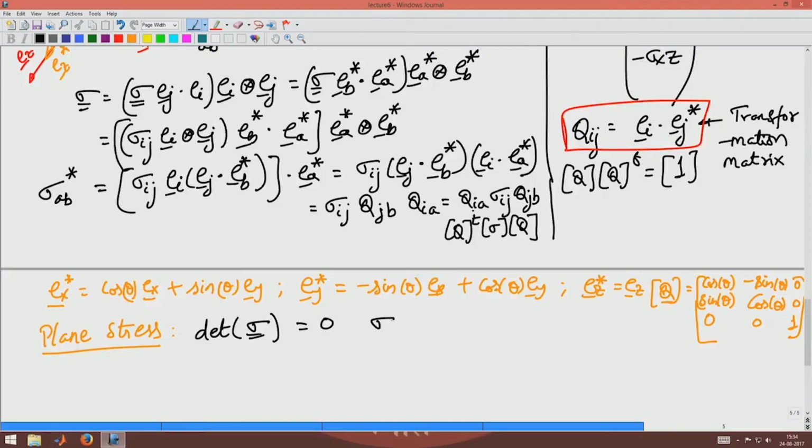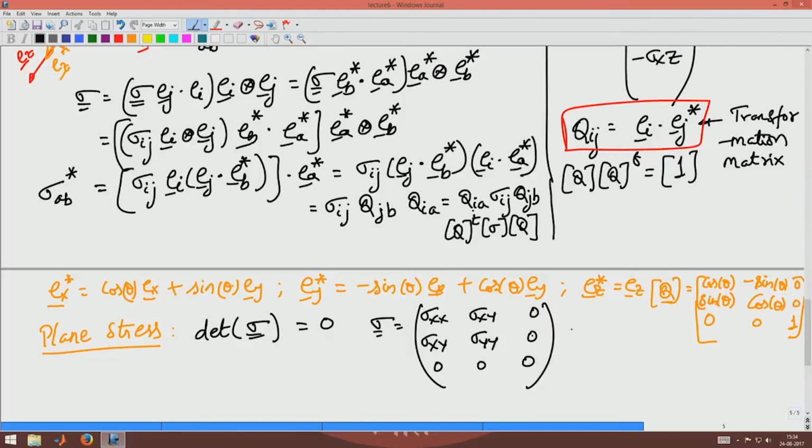In other words, sigma can be written as sigma xx, sigma xy, 0, sigma xy, sigma yy, 0, 0, 0, 0. I have one row and one column of zeros, indicating that the determinant of sigma will be 0, and this represents a plane stress state.